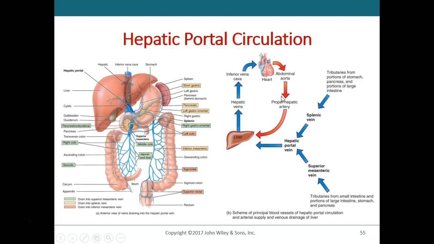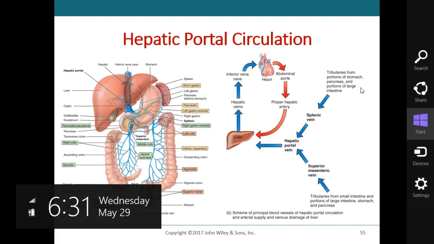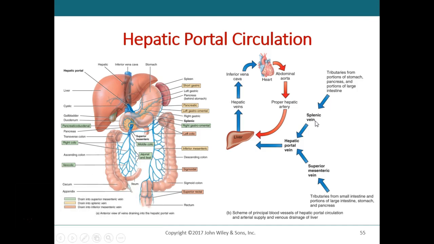So let's look at what we have here. We have small veins that are going to come from the stomach, the pancreas, and parts of the small intestine. They're going to merge together with the vein from the spleen, and that's going to come into another vein and form the hepatic portal vein. So this second vein is going to have small veins from the small intestine, part of the large intestine, the stomach, and the pancreas. Those are going to merge into a large mesenteric vein, the superior mesenteric vein. So your superior mesenteric and your splenic vein merge to form the hepatic portal vein.